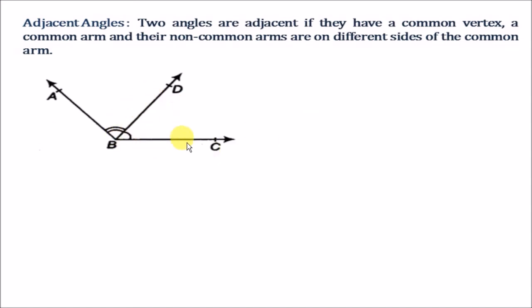Here, in this figure, angle ABD and angle CBD are adjacent angles as they have a common vertex B. B is the common vertex for both the angles, angle ABD and angle CBD. A common arm, BD is the common arm, and the non-common arms BC and BA are on different sides of the common arm BD. BC is on the right of BD and BA is towards the left of the common arm BD.